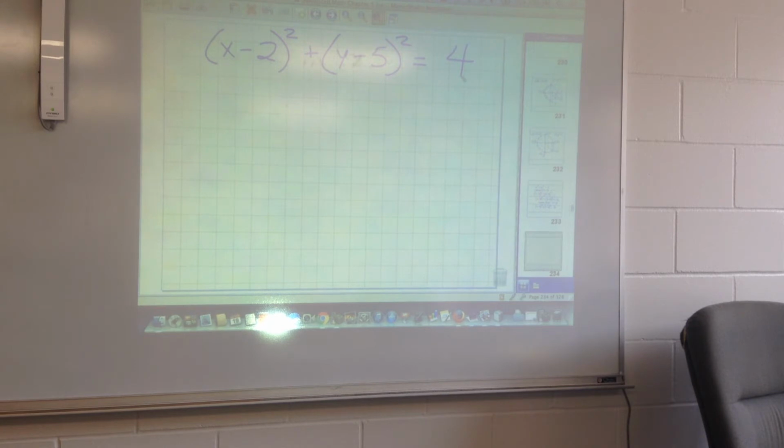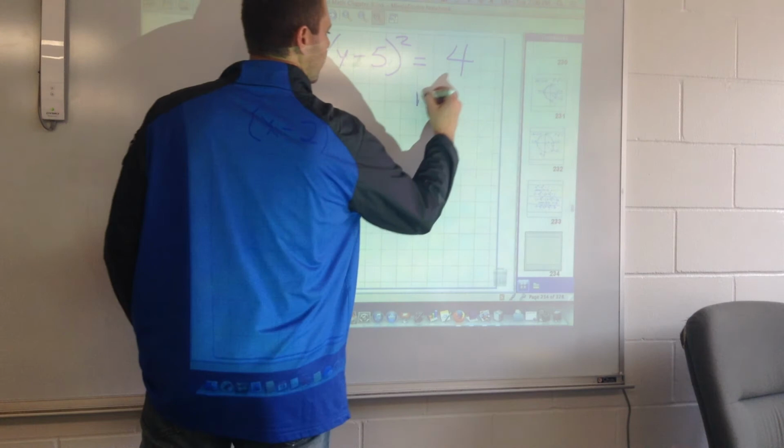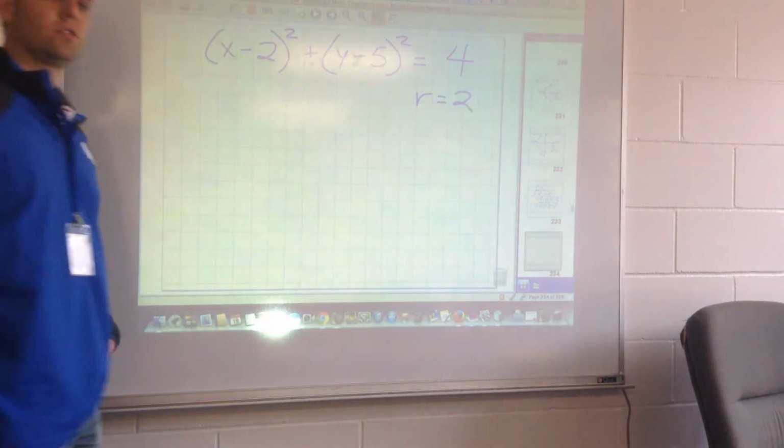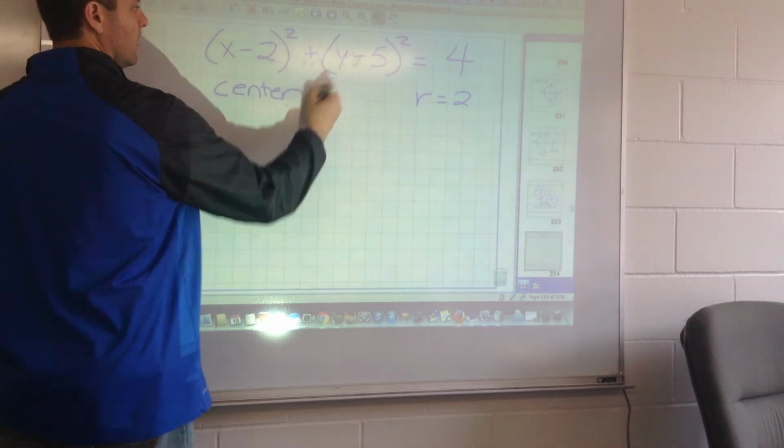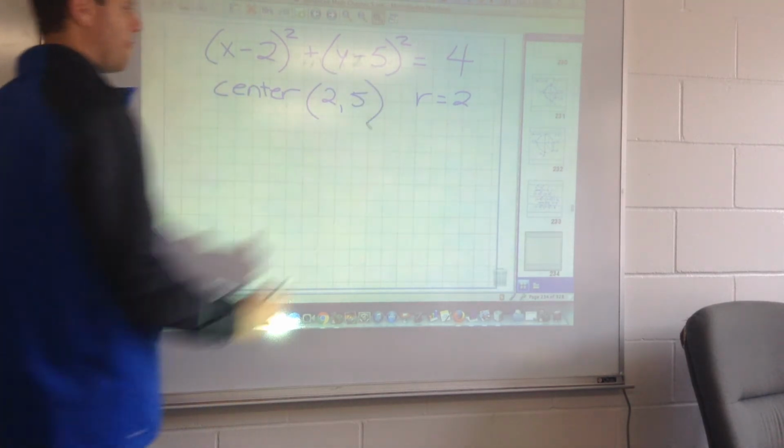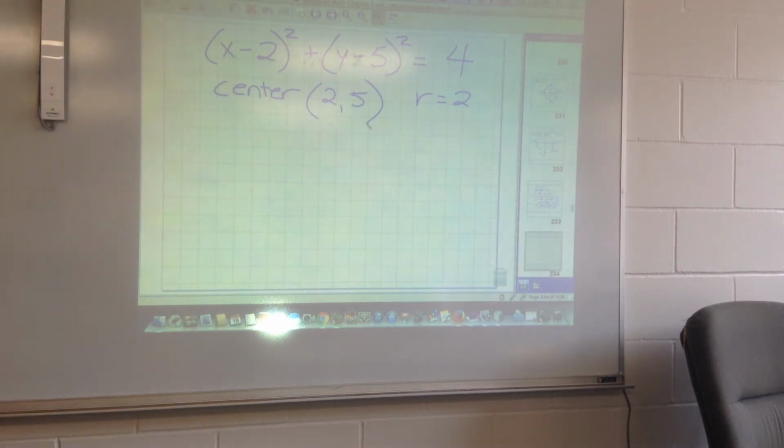Center's at 2, 5. Center's at -2, -5. Okay, I can see that. And what's the radius? 2. You're right about the radius, and one of you was correct about the center. The radius was 2. The center is 2, 5, because those are the values that make each factor equal 0 in a sense.